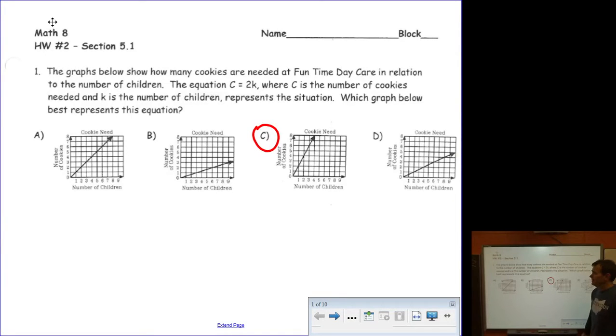All right, here are the answers for homework number 2. You had to be really careful with these graphs and read what was on the X and Y axis to make sure you got the right one. Check out the answers.